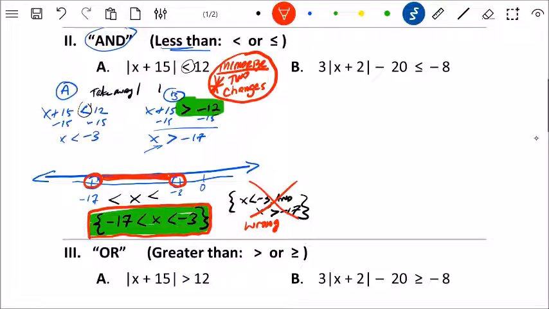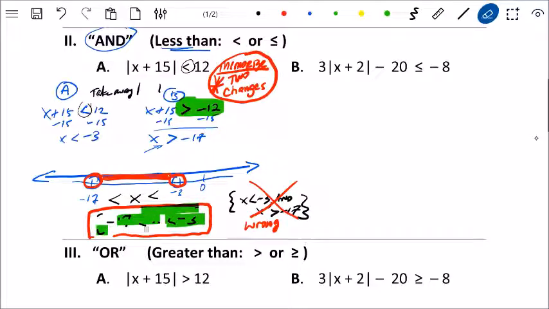So instead of the green, I should do that with yellow, because I've always been using yellow for the answers. So let me rewrite it with yellow. It's the solution set where x is greater than -17 and less than -3. Now I'll use the yellow.